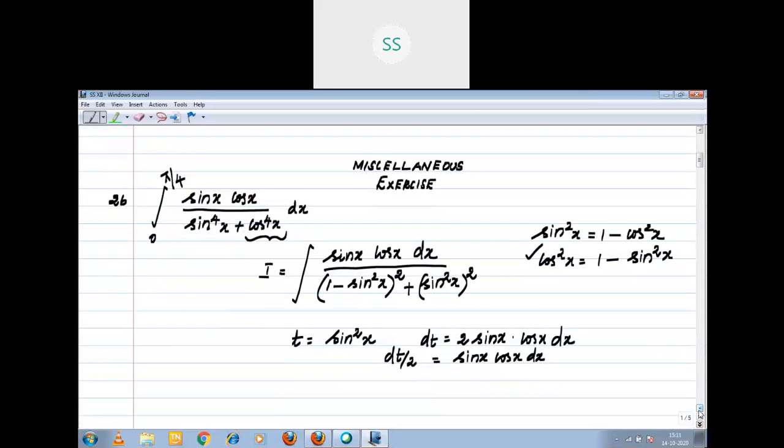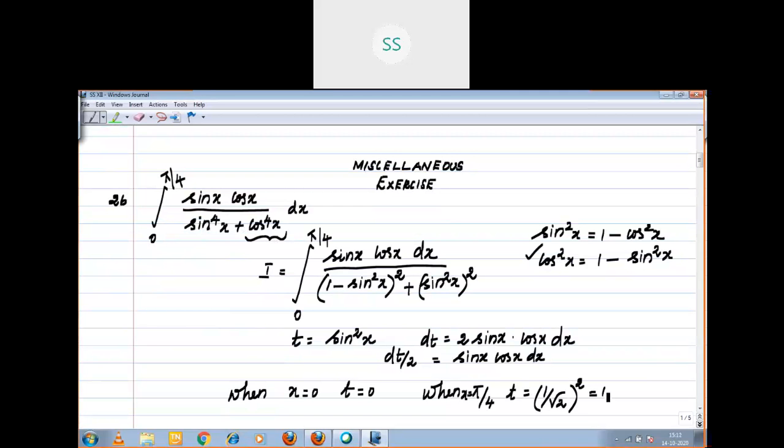Once you adopt substitution, if the limit is there in the integral, the limit also will change, 0 to pi by 4. First, when x is equal to 0, t is also 0. When x is equal to pi by 4, t is equal to sin pi by 4, that is 1 by root 2, the whole square, which is equal to 1 by 2.